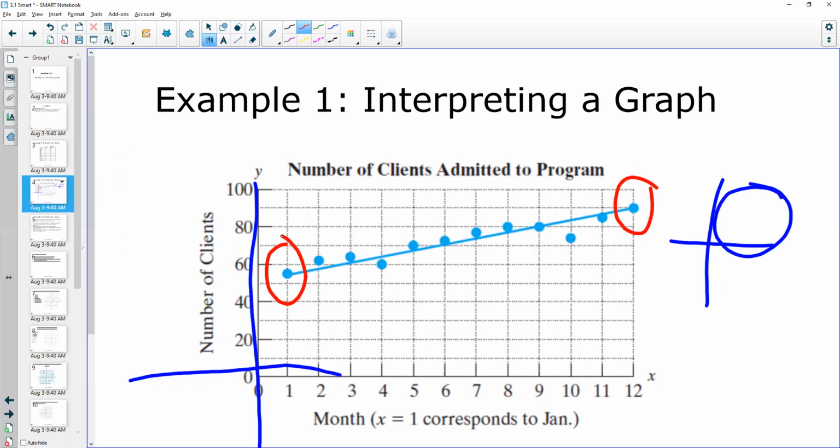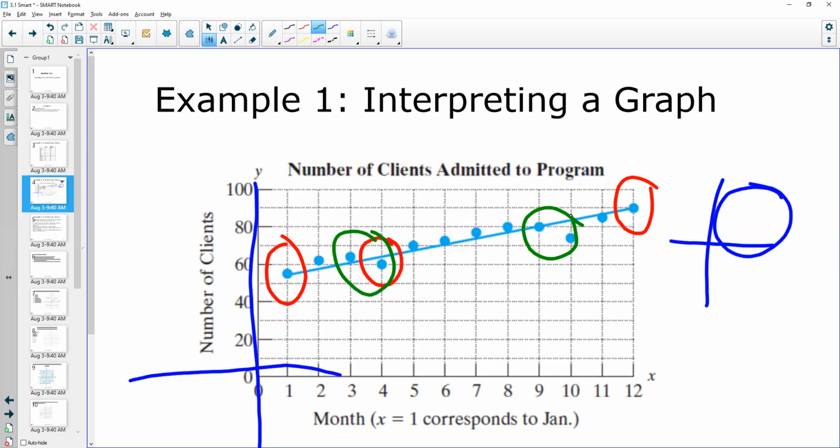Which month corresponds to 60 clients served? All we have to do is find where 60 is on the graph. It's here. That looks like April. And between which 2 consecutive months did the number of clients decrease? Let's do that in green. So let's look for decreases. I see one here, March to April, and I see another from September to October.